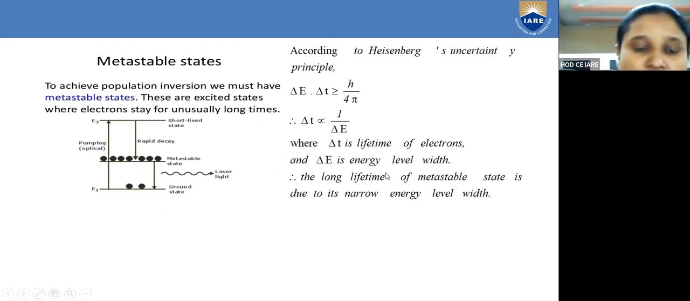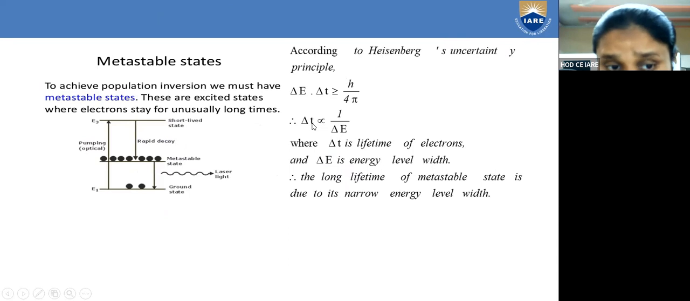So why does this metastable state have a long lifetime? Because we have taken Heisenberg's uncertainty principle. From Heisenberg's uncertainty principle, delta T is inversely proportional to delta E. It means that lifetime is inversely proportional to energy level width. And we know that for a metastable state, lifetime is long. So that's why its energy level width is small.